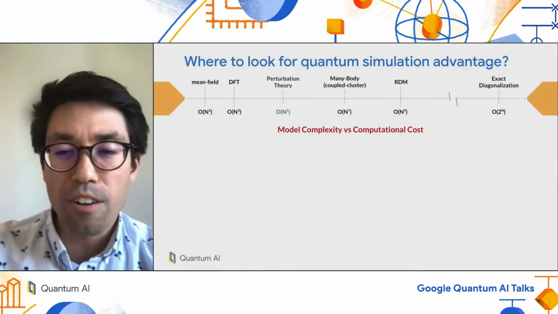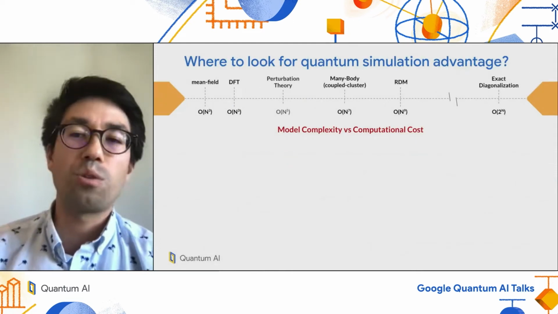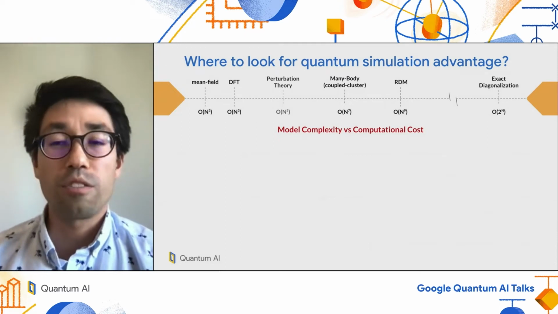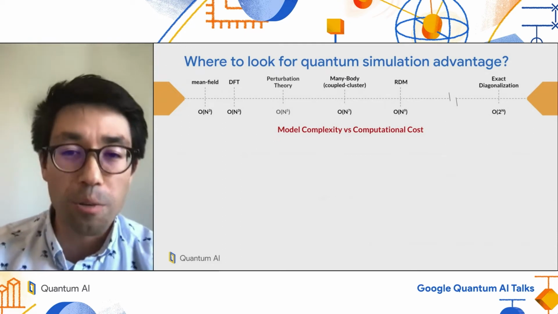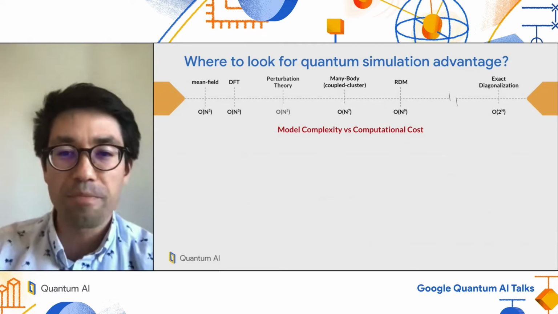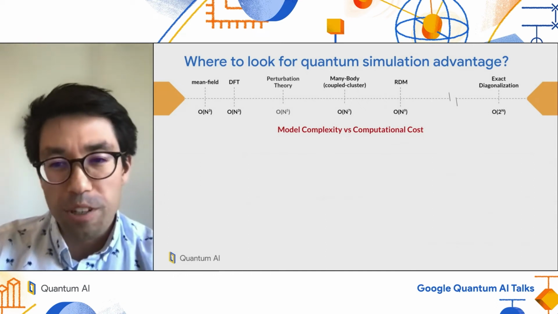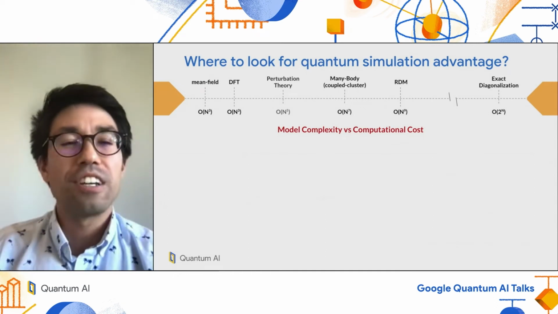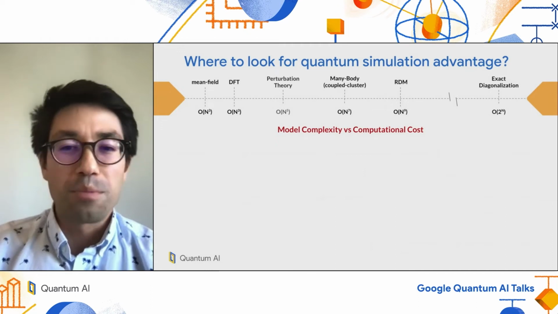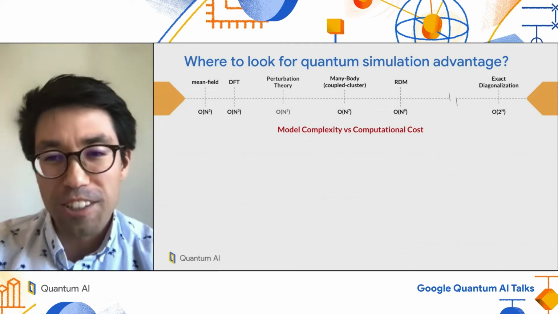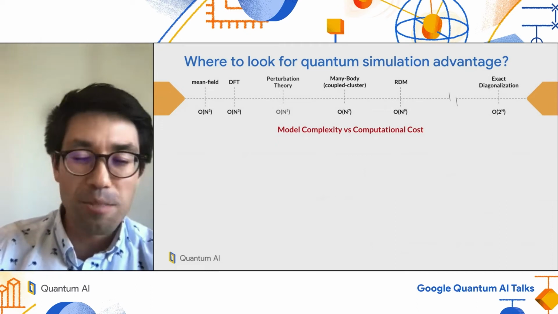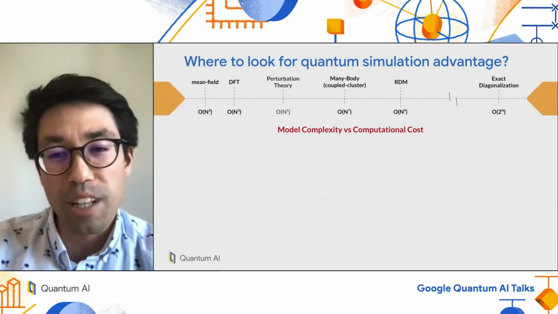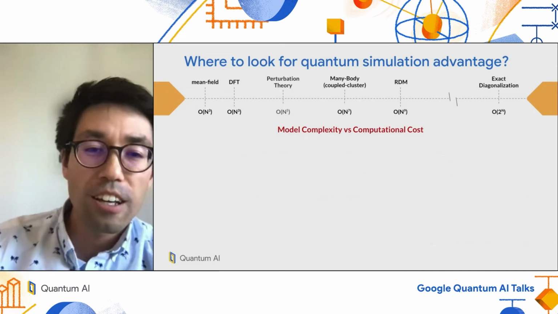So what I've articulated is the classical versus quantum computation competition that we want to hold. So now one might ask, where do you hold this competition? The field of quantum chemistry has been around for over 50 years. There's been substantial developments of modeling strategies during that time. And as with any modeling task, we trade off model complexity and computational complexity.